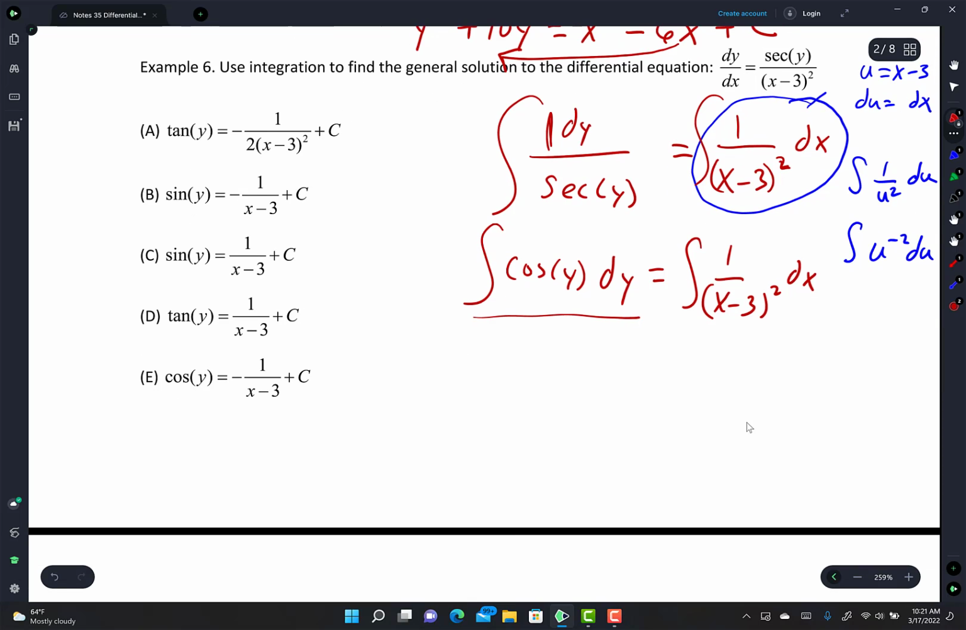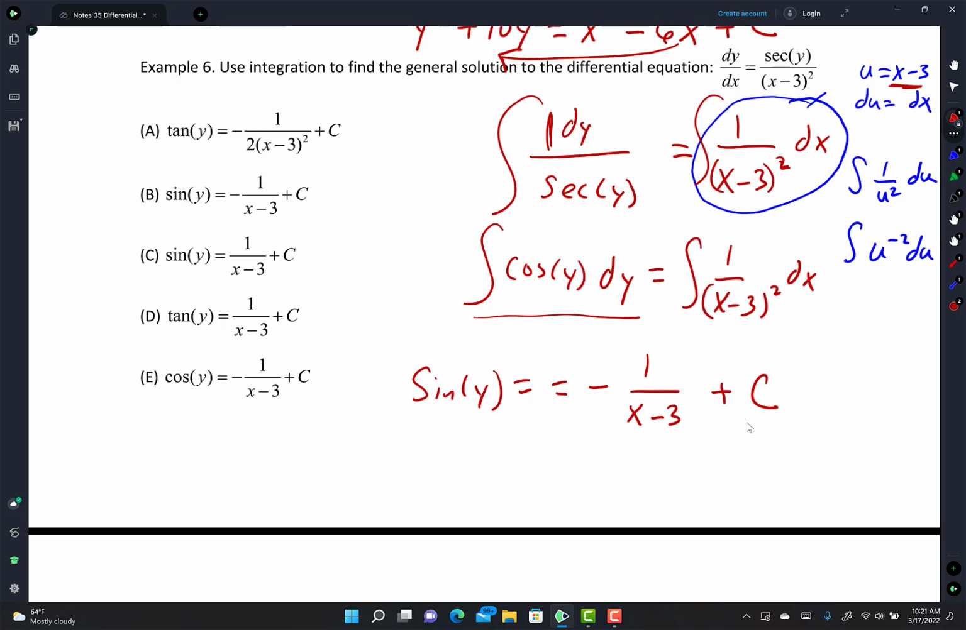What's the antiderivative of cosine y dy? What's the antiderivative of cosine? Sine. Positive or negative? Yeah, positive. Equals, what's the antiderivative of u to the negative 2? U to the negative 1 divided by negative 1. So can I say negative 1 over u, and isn't u x minus 3? Can I say that? Plus, don't forget, plus what? Plus c. Let's look for that. Is that in here? Yes.